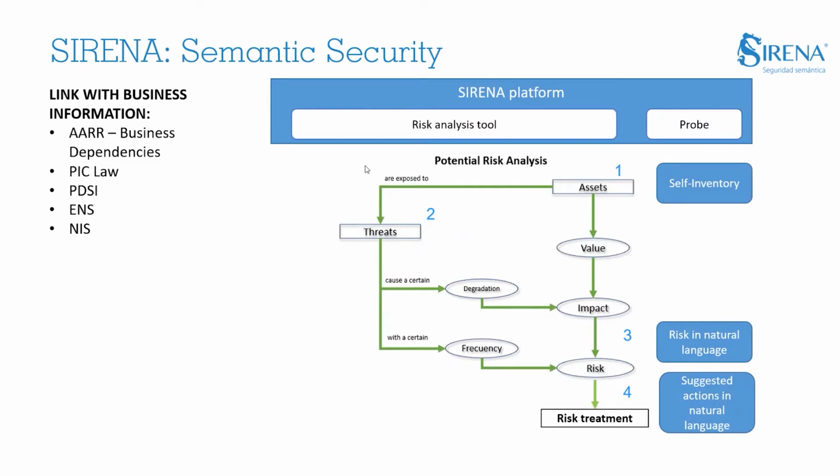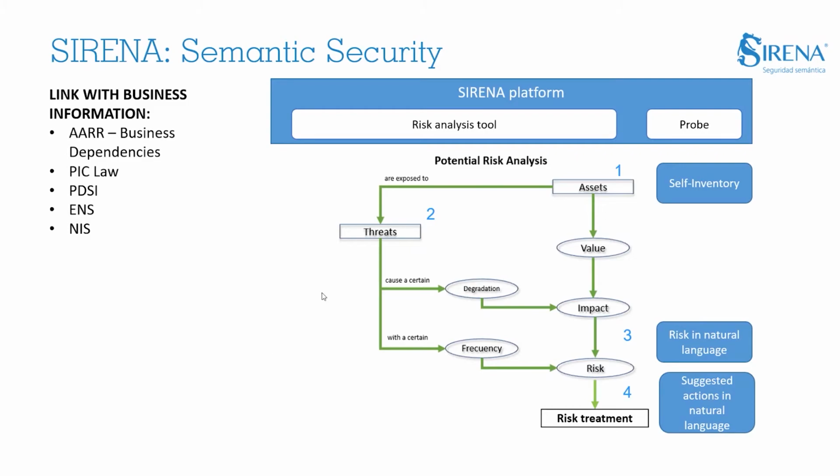Now, let's introduce the business information that we may have associated with each asset. In the example, we will use the connection of Sirena with its own embedded risk analysis application that each smart city or critical infrastructure could perfectly have to comply with the PIC law, or law for critical infrastructure, or with the national security scheme or the national law regulating the security concepts.